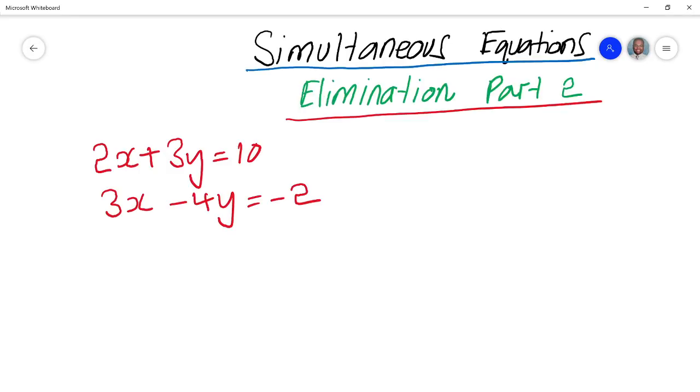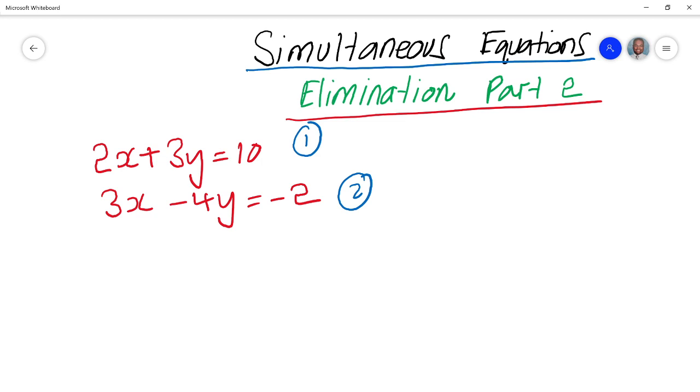Okay, so let's look at question 2. 2x plus 3y equals 10. I'm going to label that as equation 1. And 3x minus 4y equals negative 2. And I'm going to put that as equation 2. So what do I do in this scenario?